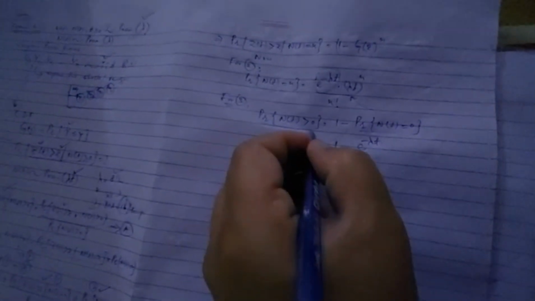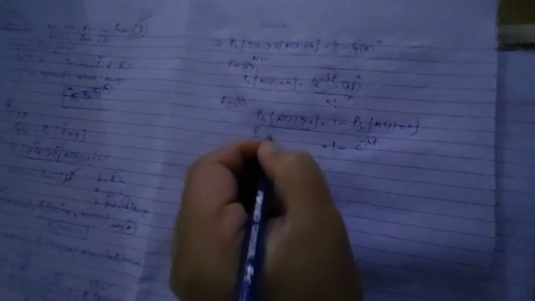Okay, so here n is equal to 0. Putting n equal to 0, we get e raised to power minus lambda t only, because (lambda t) raised to power 0 becomes 1, and 0 factorial is also 1. So we will be left with only e raised to power minus lambda t. So we will get 1 minus e raised to power minus lambda t for this thing, the probability of N(t) greater than 0.